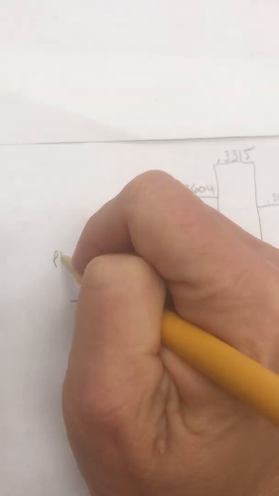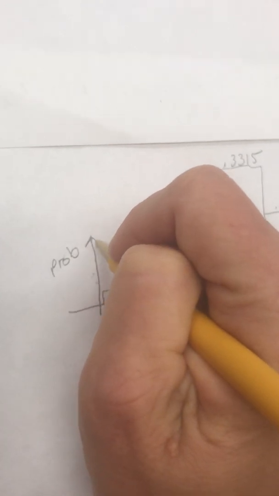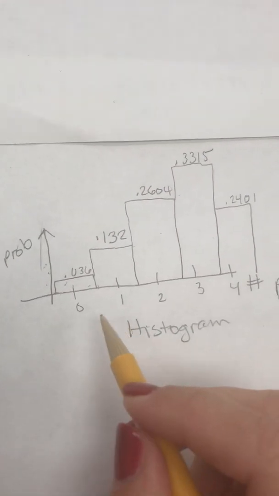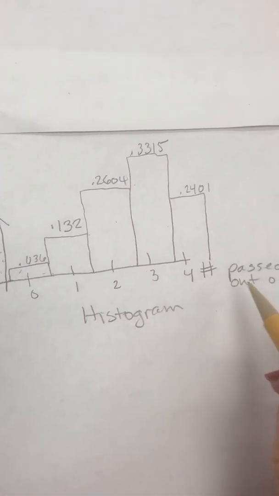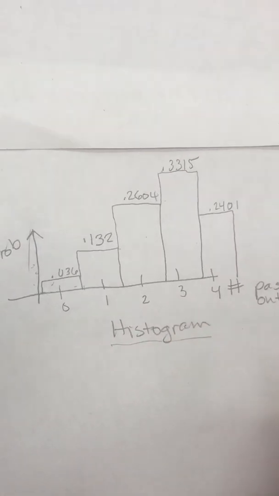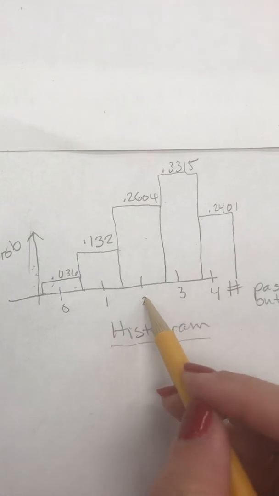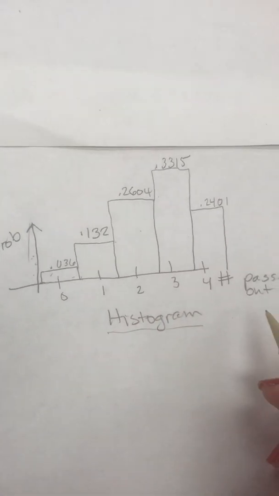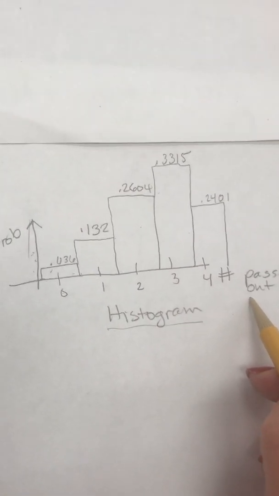This is my probability histogram. So I have probability along the vertical axis. I have the number of quizzes passed out of 4 on the horizontal axis, and this is a histogram representing that discrete quantitative value. Discrete because I'm counting the number passed.